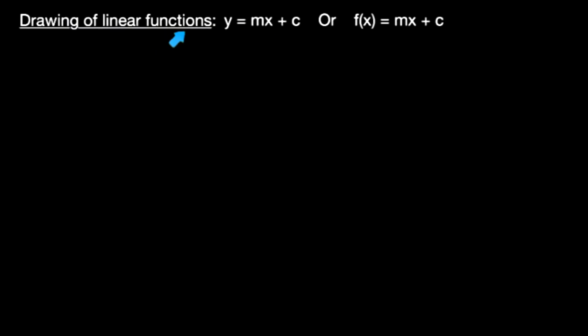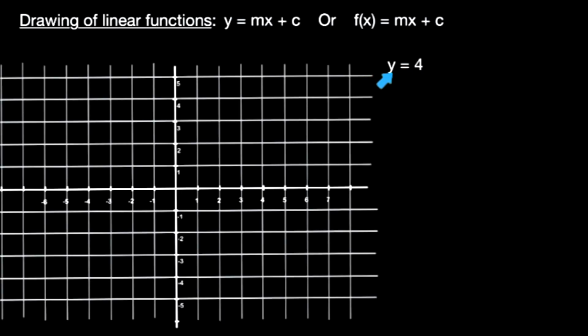Now in our previous lessons we learned that our linear function is in the form of y equals mx plus c. But not always. Sometimes they can also be in the form of y equals 4, for example. Now, if it is in this form, it's quite easy to draw the line. We just simply go to our y-axis to the value 4, and then we draw a horizontal line.